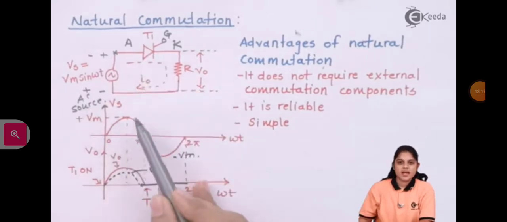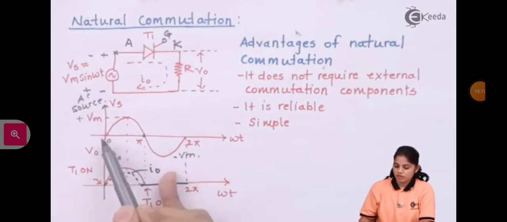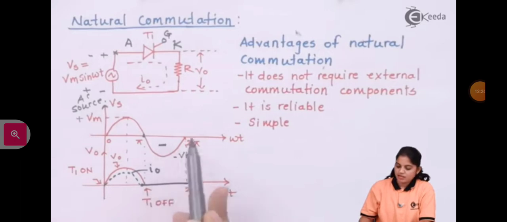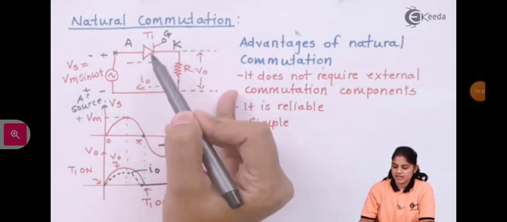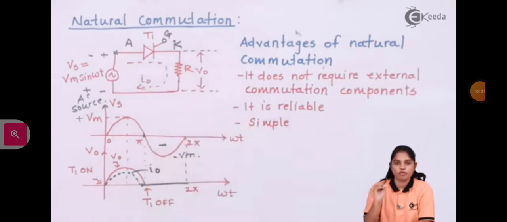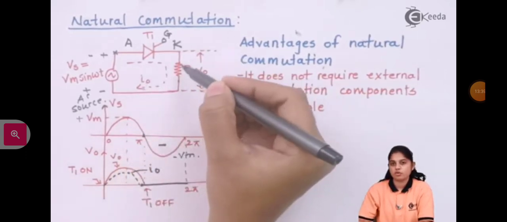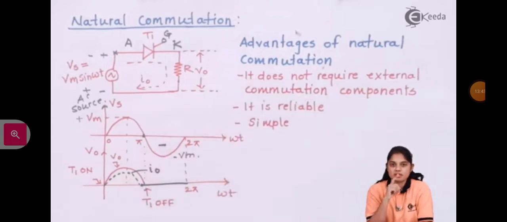When the voltage is maximum, output voltage and output current are also maximum. When input voltage reaches 0, output voltage also reaches 0, and output current also reaches 0. During the negative half cycle, SCR will be reverse biased. If SCR is reverse biased, there will be no flow of current through the circuit. If there is no flow of current through the circuit, there will be no current flow through the resistor. So here the current and output voltage will be 0.